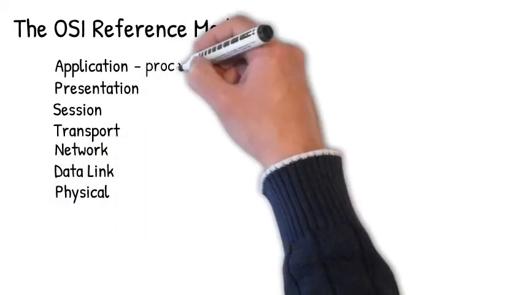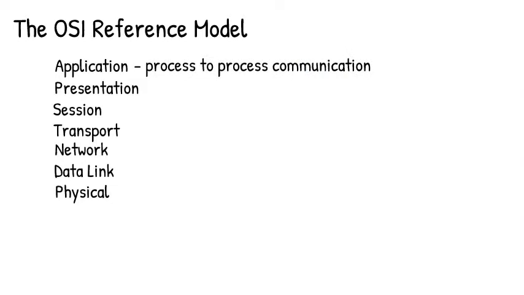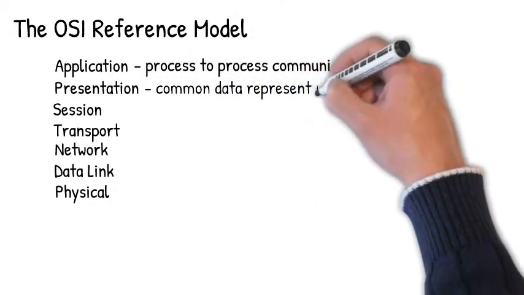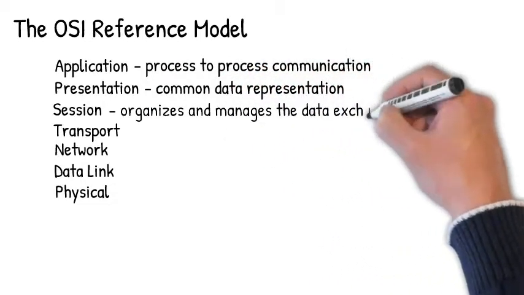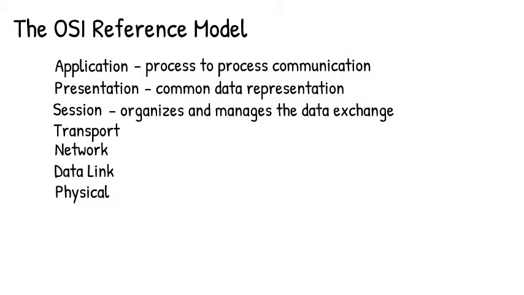The application layer provides process-to-process communication, so think software to software, web browser to web server. The presentation layer handles common data representation. Now this is a little harder to visualize. Sometimes it's easier to think of this as a file format like JPEG or GIF or PDF, which guarantees that the data is going to look the same across every platform. The session layer organizes and manages the data exchange between the two devices.